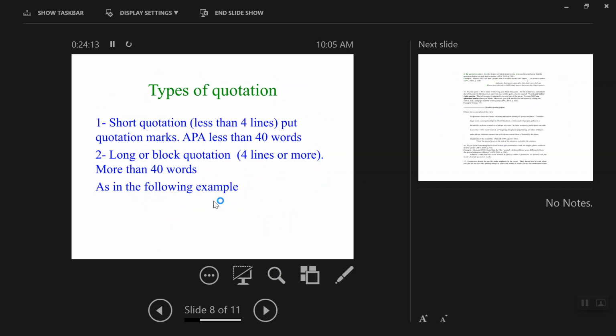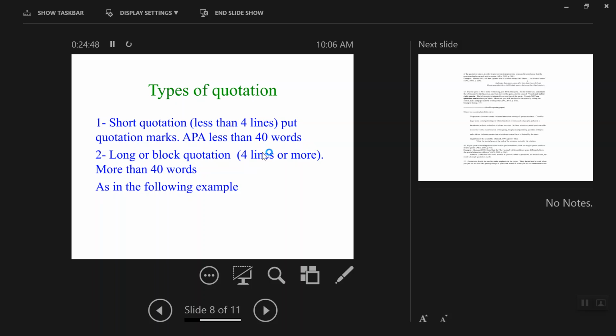Dr. Haida will talk about this. Here, types of quotations. As I said, we can quote and we can paraphrase. Here we have 2 types of quotations, very important. Short quotation, less than 4 lines, or in APA style, less than 40 words. For a short quotation, you have to put quotation marks. More than 40 words, you can count your words.